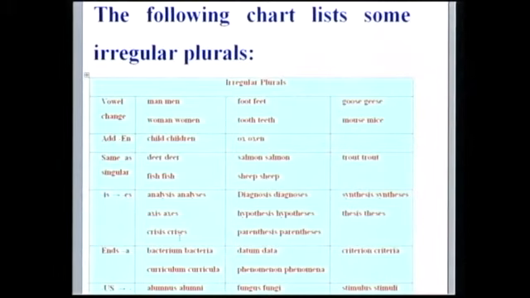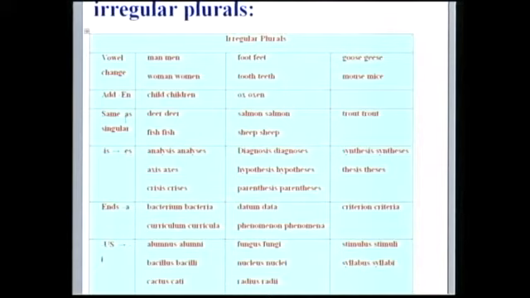Sometimes the plural is indicated with a vowel change. يعني إيه؟ A vowel change يعني تغيير في الحركة، يعني في الحرف المتحرك. يعني بقول man men، foot feet، goose geese. ممكن بقول woman women، tooth teeth، mouse mice. طيب. Sometimes you form the plural by adding en. يعني بقول child children، ox oxen.